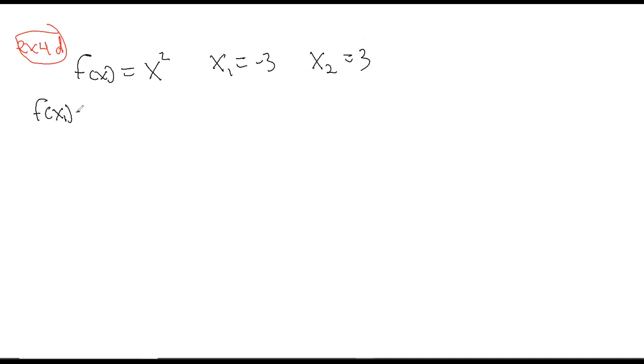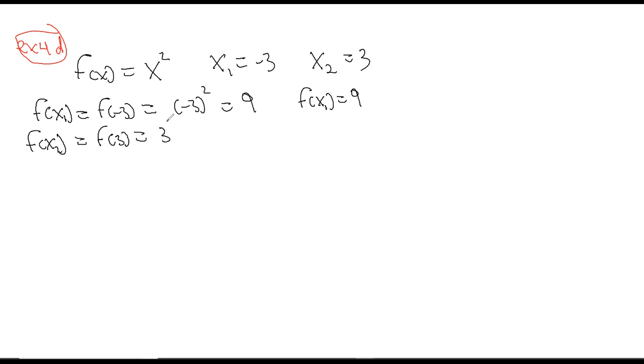So f of x1 would be f of -3, which is -3 squared, just plugging it into the x, and that's positive 9. So f of x1 is positive 9. F of x2, that's f of positive 3, which would be positive 3 squared, which is also 9. So the outputs for the first and second points are identical, and we haven't seen that happen yet in the previous 3 examples. It doesn't necessarily mean anything super important. It's just kind of a special case.